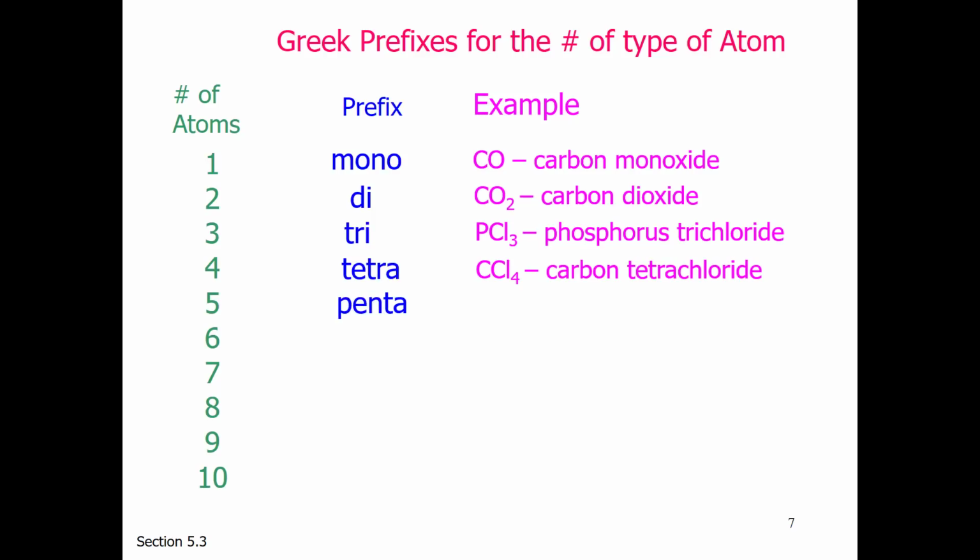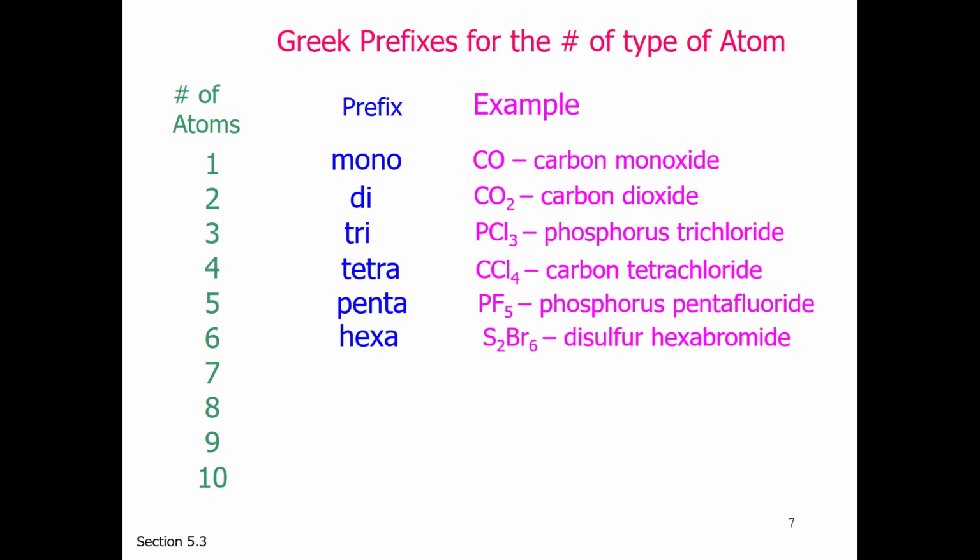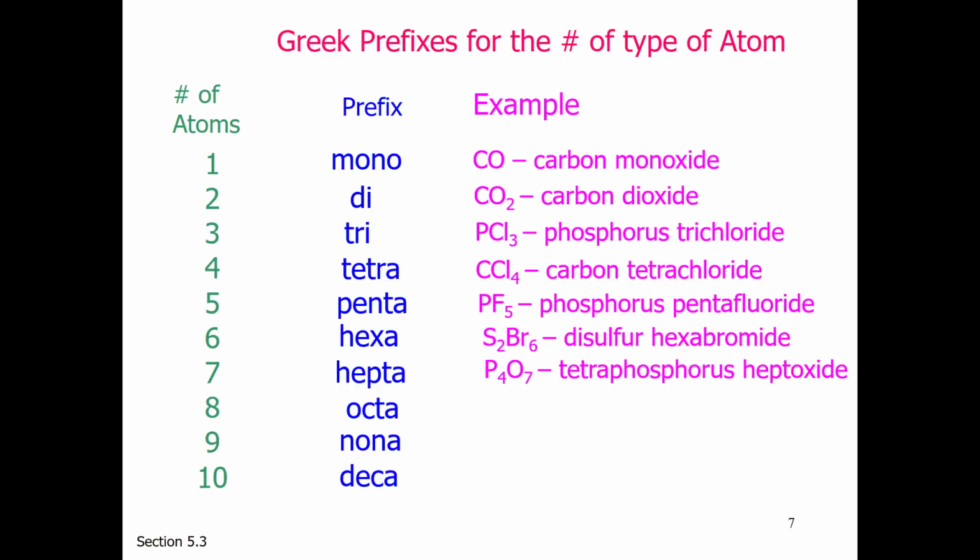Penta, well, you know that a 5-sided shape is a pentagon. So how about phosphorus pentafluoride? A 6-sided shape, that's a hexagon. So how about disulfur hexabromide? And then there's hepta, octa, nona, and deca. Hepta we sometimes encounter as tetraphosphorus heptoxide. The other ones, octa, nona, and deca, you'll more than likely see in organic chemistry.